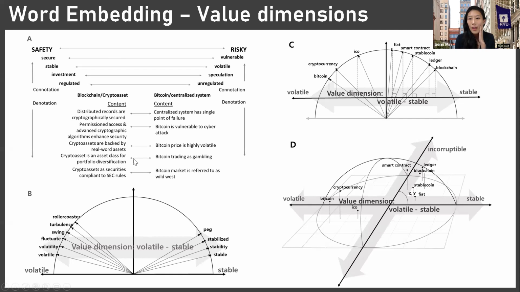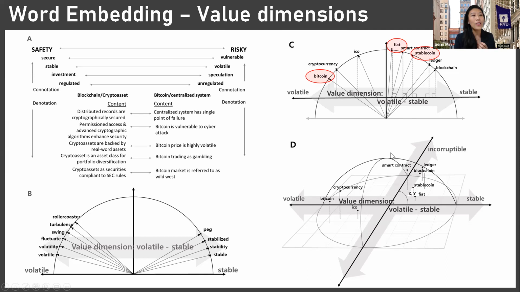So panel A is the outcome of semiotic analysis. Panel B is the construction of the value dimension of volatile and stable. And in panel C, I plotted the technology associated with the blockchain along the value dimension of volatile and stable. As you can see, Bitcoin is located closely at the volatile dimension, while fiat and stable coin are located closely at the stable dimension.